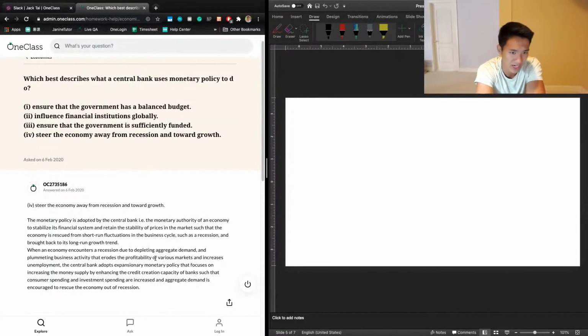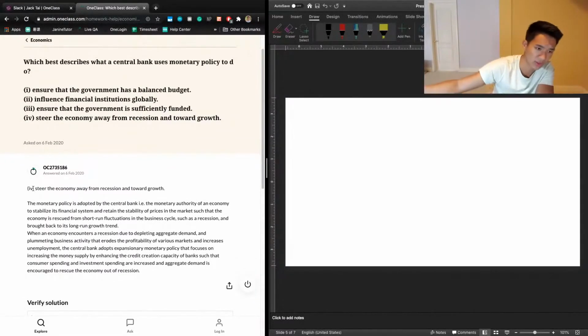And 4, steer the economy away from recession towards growth, and that is something that we see the central banks constantly doing. In any recession, you'll see quantitative easing, you'll see a drop in interest rates, and so that's something that we'll definitely see being a motivating principle for the central bank. So 4 is the correct answer here. Let's take a look at the previous tutor's answer.